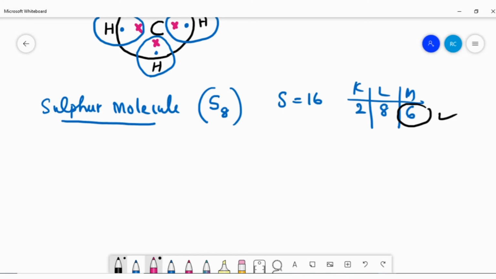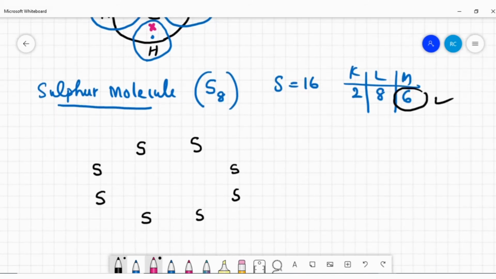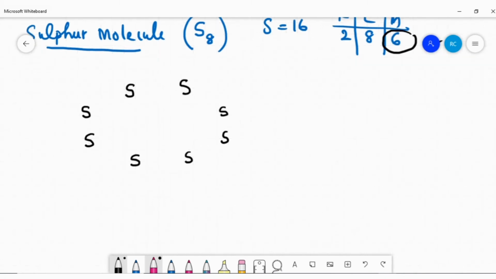So how are we going to arrange these 8 sulfur atoms? First sulfur, second one, 2 sulfur I am putting down, and the remaining 2, under that, the rest 2 we are putting on the left hand side. This is the way we are arranging the sulfur atoms. Just count how many sulfur atoms you have represented.